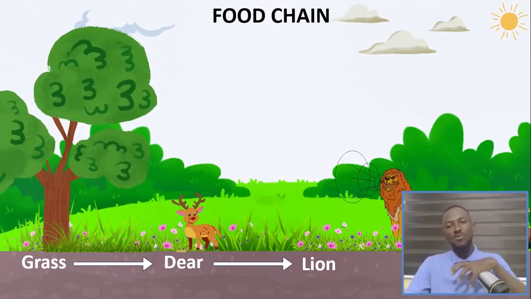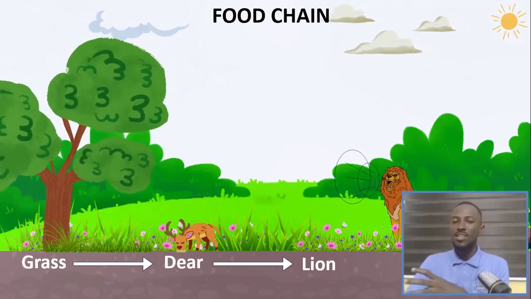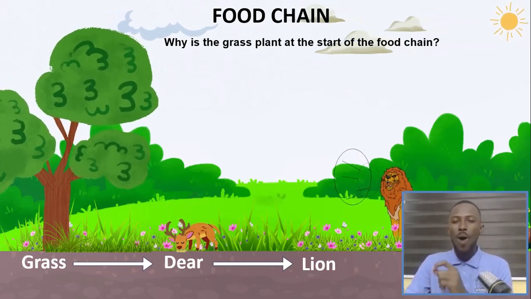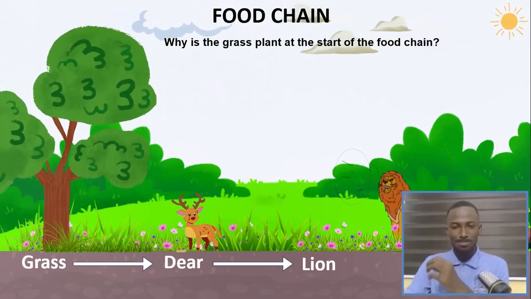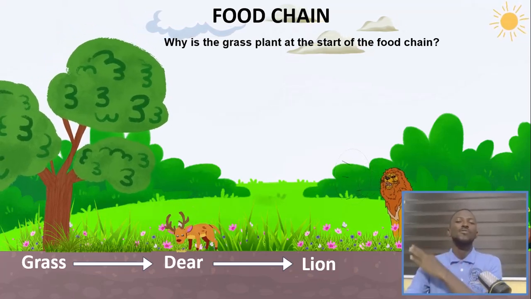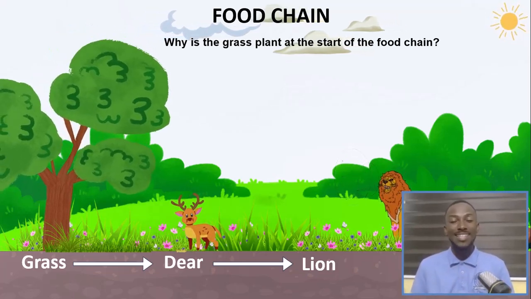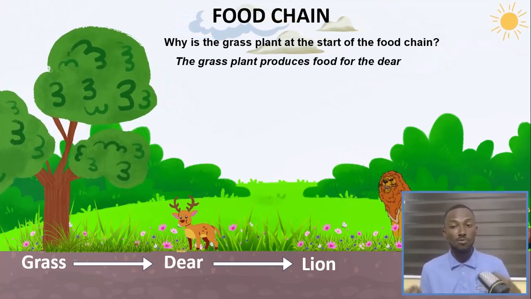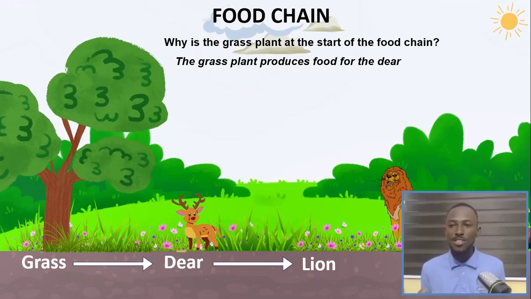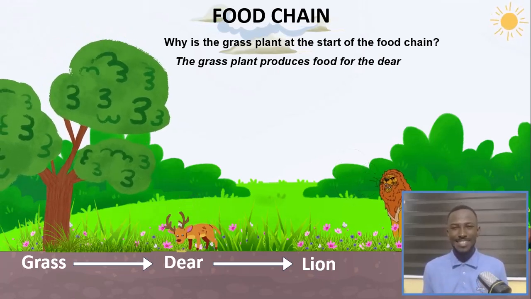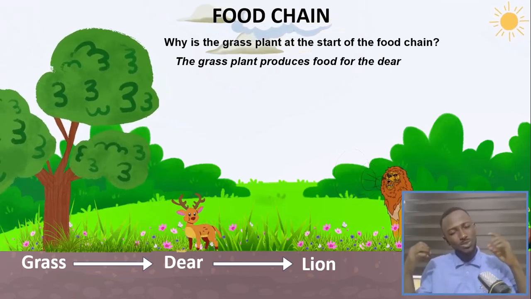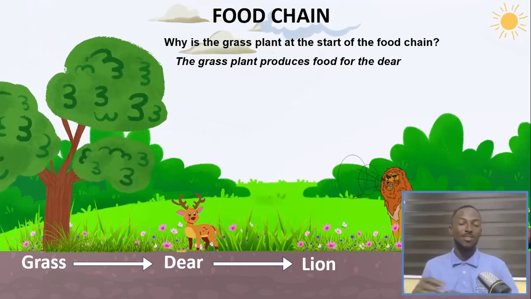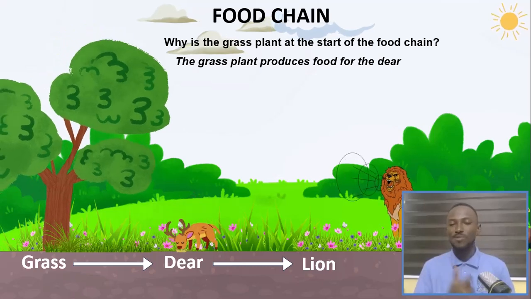Now let's take a few questions as a recap of what we've discussed so far. Looking at this food chain, why is the grass plant at the start of the food chain? The answer is simple. The grass plant produces food for the deer. And by what means? By means of photosynthesis. So the grass plant is so important. In any food chain, plants are so significant.